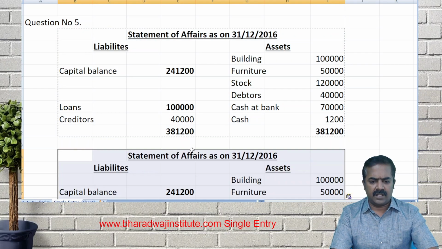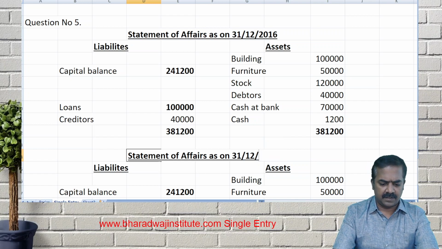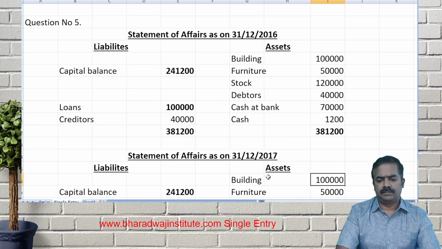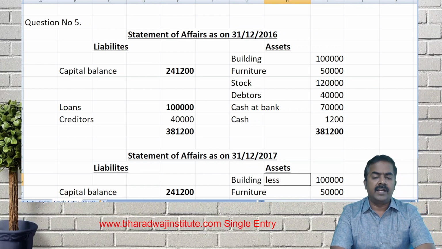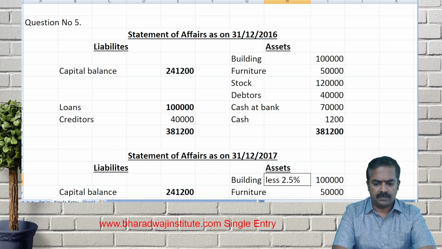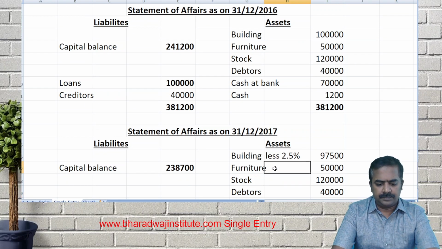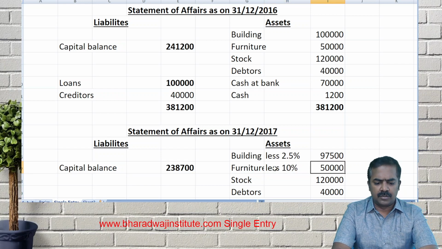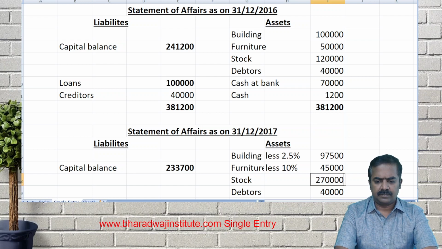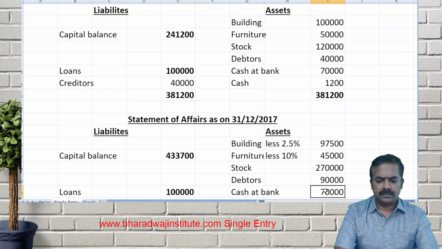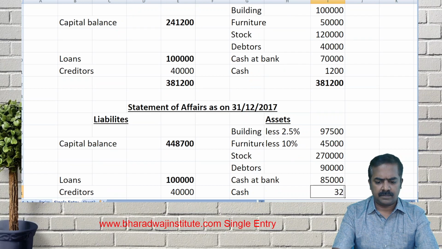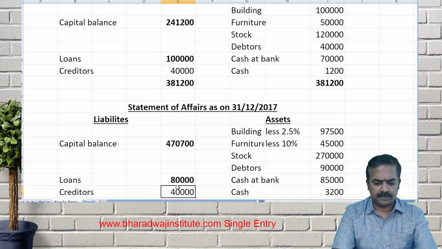Then prepare one more statement at the end of the year, that is next year. Building, depreciation 2.5%. Furniture, less 10%: 50,000 minus 10%, 45,000. What is the closing stock given? 2,70,000. Debtors, 90,000. Bank balance, 85,000. Cash balance, 3,200. Loans, 88,000. Creditors, 70,000. Tally this, you will get the balance.